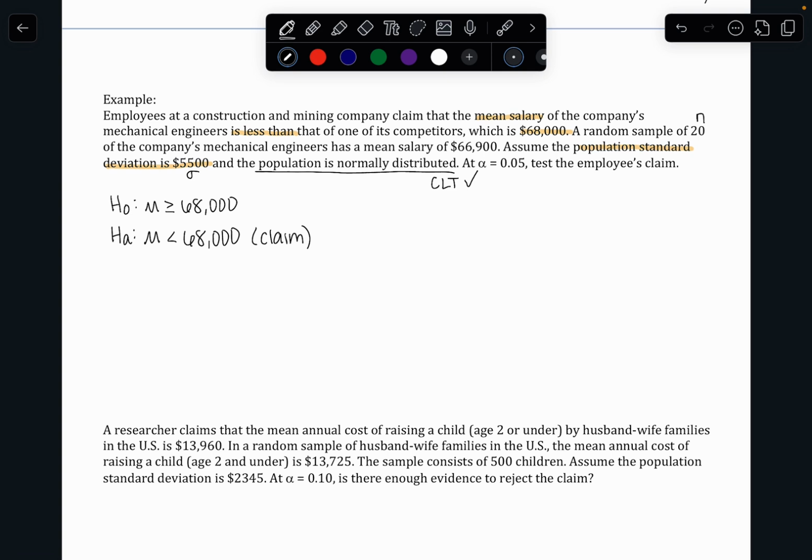We want to identify alpha, and I'm also going to go ahead and label everything else that we know. So we know alpha, or our level of significance, is 0.05. We know that our sample size, n, is 20. Our sample salary mean, x bar, is 66,900. And our population standard deviation, sigma, is 5,500.